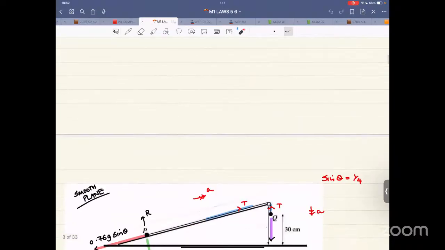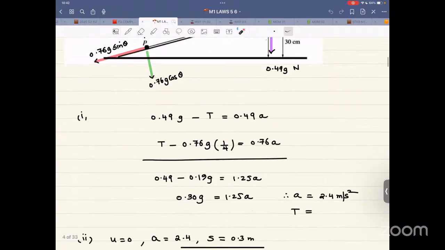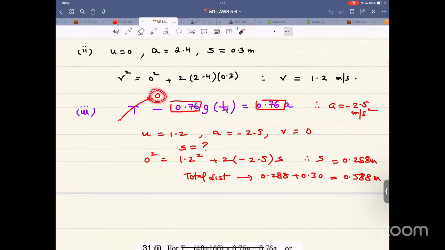Now what happens? That's the main thing: when the particle reaches the ground, it does not rebound, the string becomes slack, there is no more tension in the string, but P has gained some momentum, so it would be moving up. So tension is 0, minus the weight component is mass into acceleration. a is g sine theta. Remember, this is g, this is sine theta. That is negative 2.5. Of course, it will slow down.